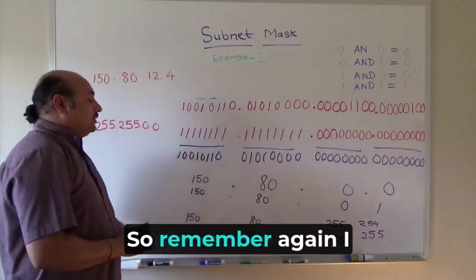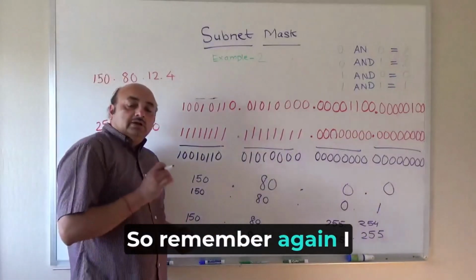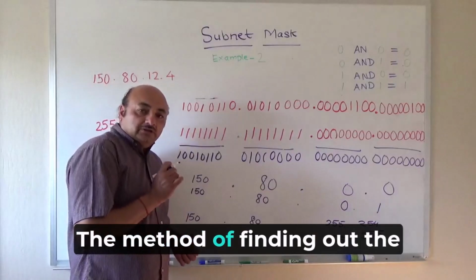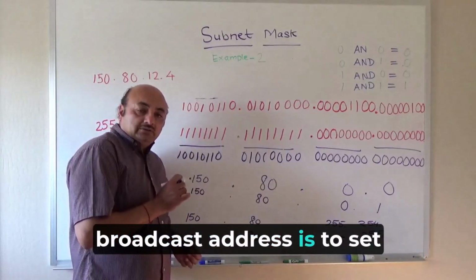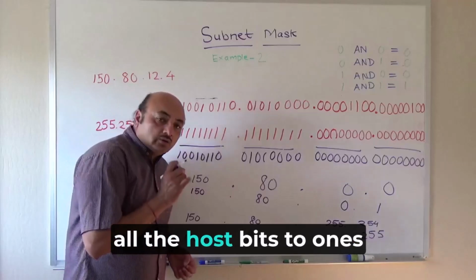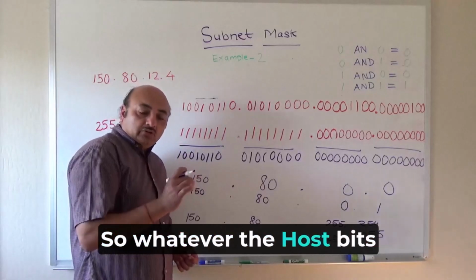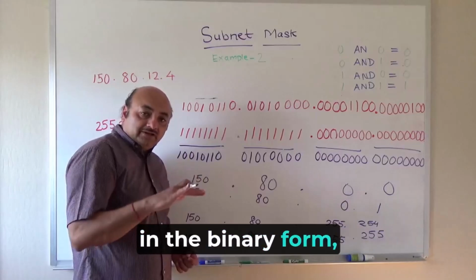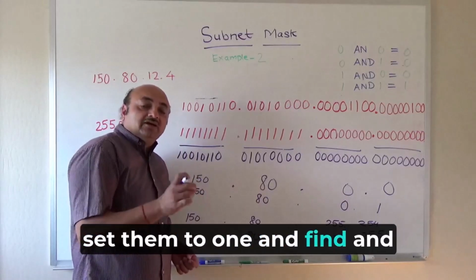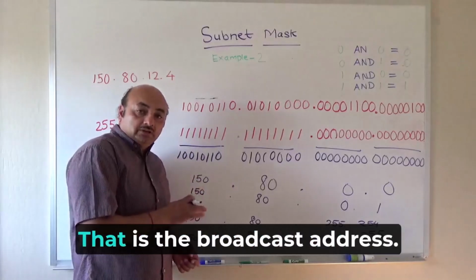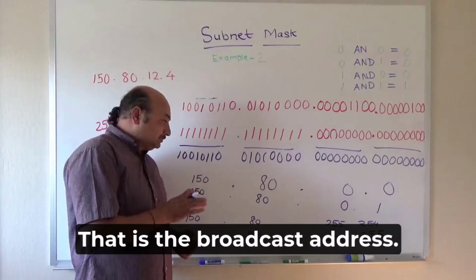So remember, again, I am repeating this. The method of finding out the broadcast address is to set all the host bits to ones. So whatever the host bits in the binary form, set them to 1 and convert that into their decimal equivalent. And that is the broadcast address.